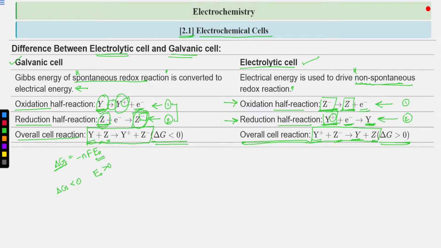And in the case of the electrolytic cell where del G is greater than 0, that means positive. And as per this equation, that del G equals minus nFE naught, you can determine the E naught for the electrolytic cell if del G is greater than 0.